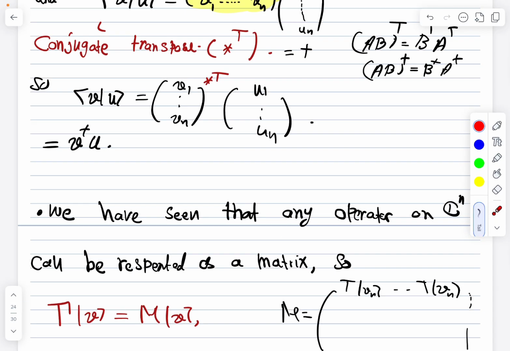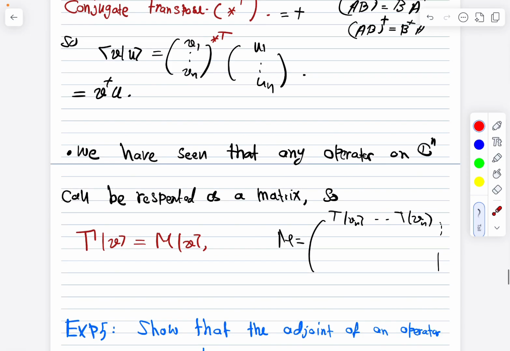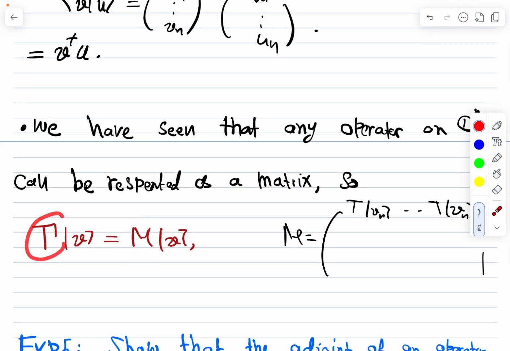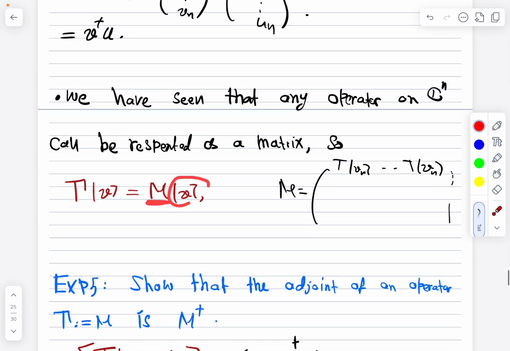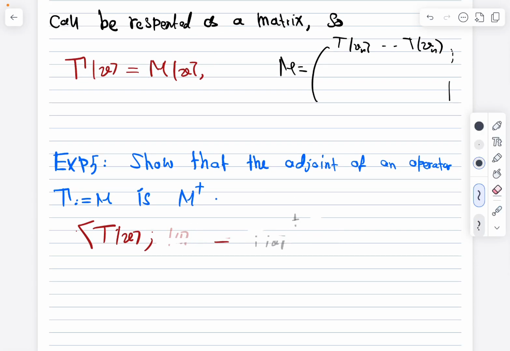And also we have seen that any operator on Cn, because it's a finite dimensional vector space, can be represented by a matrix M. So if we apply T on V, it is equivalent to multiplying the matrix M by the vector V. Now we reach an important fact, which is that the adjoint of an operator acting in a finite dimensional vector space is just basically the dagger of the corresponding matrix.